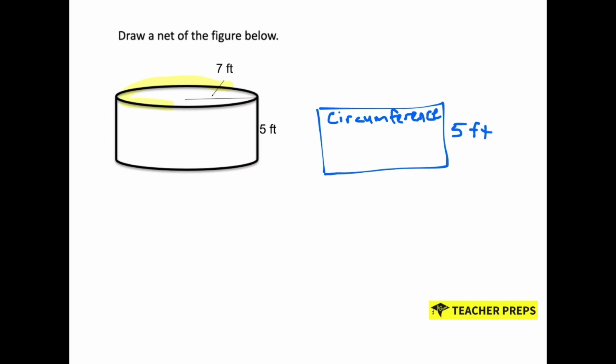Now all we have left are the two bases that are both circles. So we can draw a circle on the top and a circle on the bottom. The radius of the circle is 7 feet. And now we have the net of our cylinder.